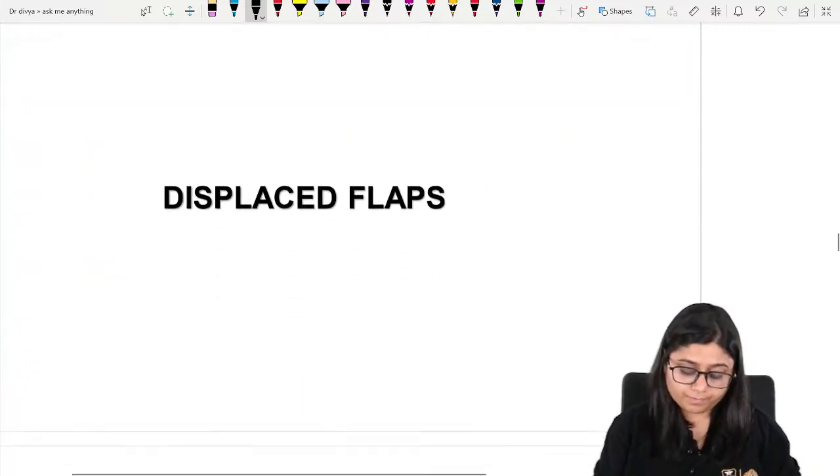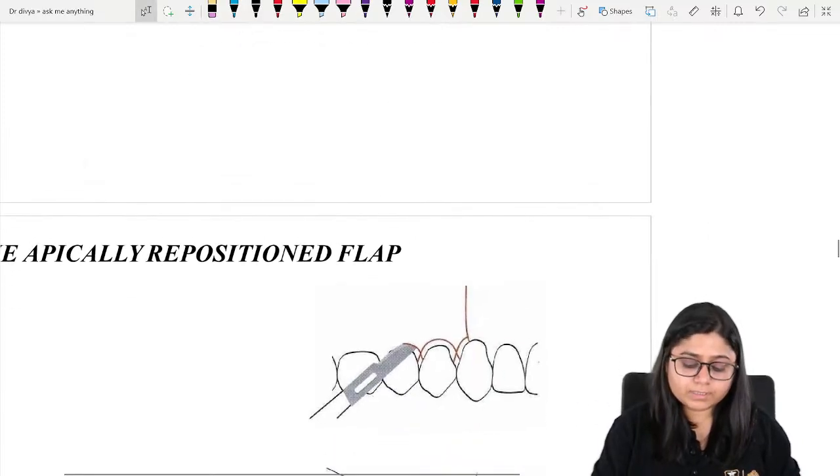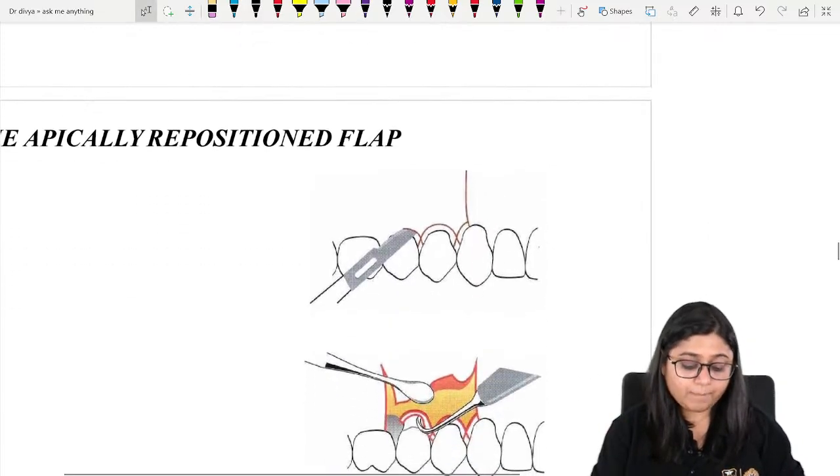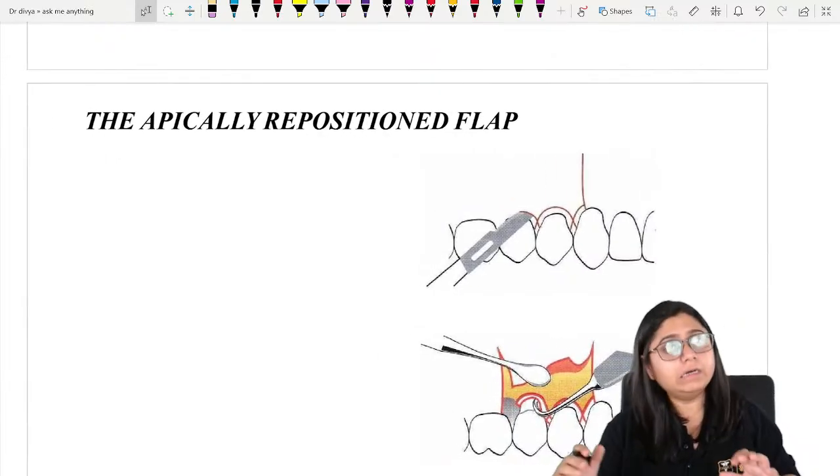Now let us come to the displaced flaps. There are three displaced flaps, which are the apically repositioned flap, the laterally displaced flap and the coronally displaced flap.